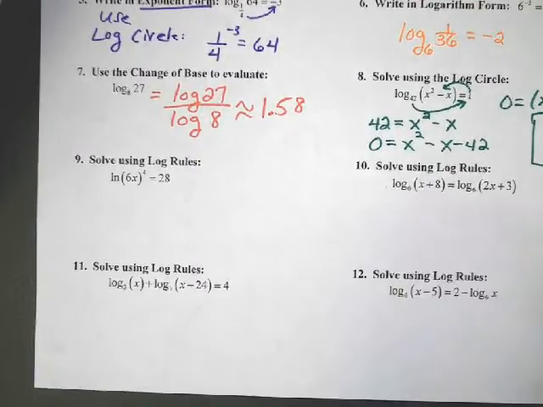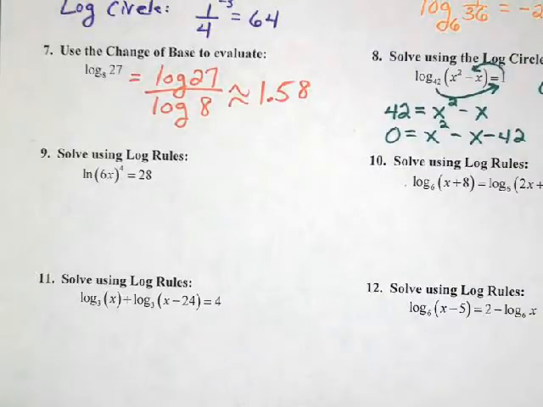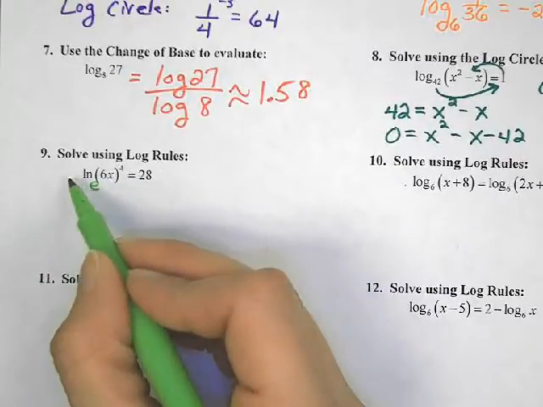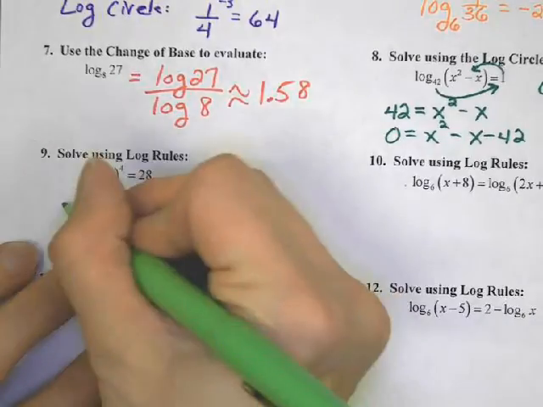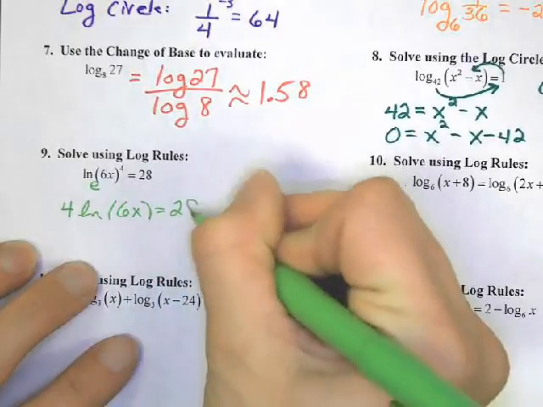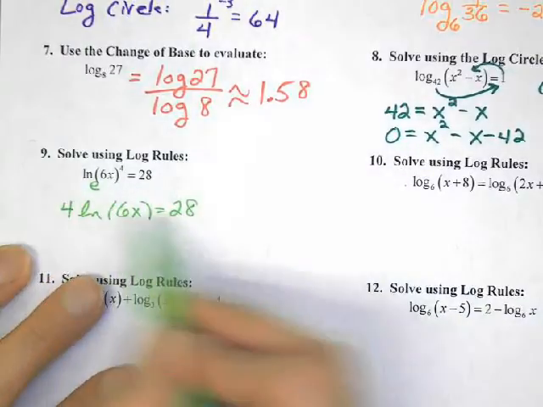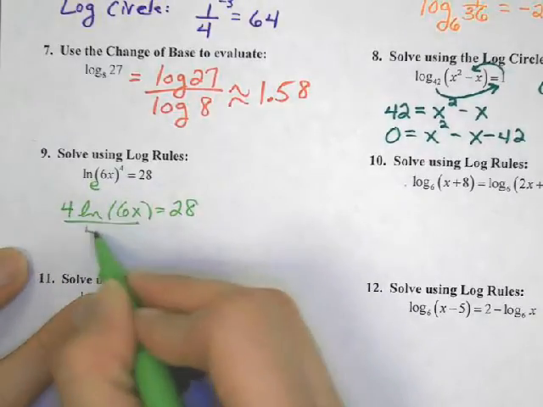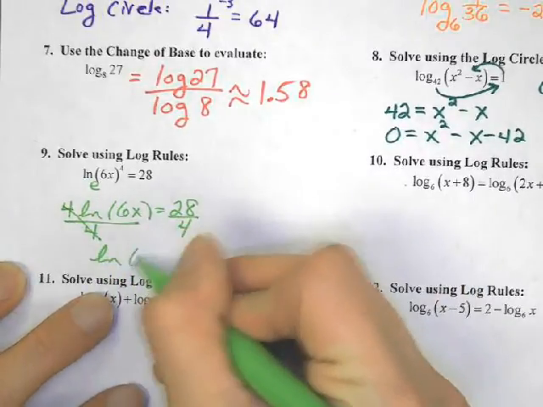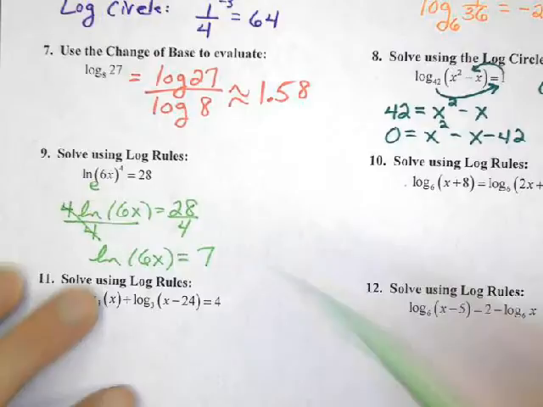All right, number 9, solve using log rules. The base there is e. I'm just going to write the little e in there. Let's see, I can't do any baby algebra. Maybe what I'll do is take the 4 and bring it down in front as a power. I think bringing the 4 down is going to make this problem a lot easier. Instead of e to the 28th power, maybe what I'll do now is divide both sides by 4. That's just a plain 4 divided by 4, and that makes just a 7 over there. So natural log of 6x equals 7.